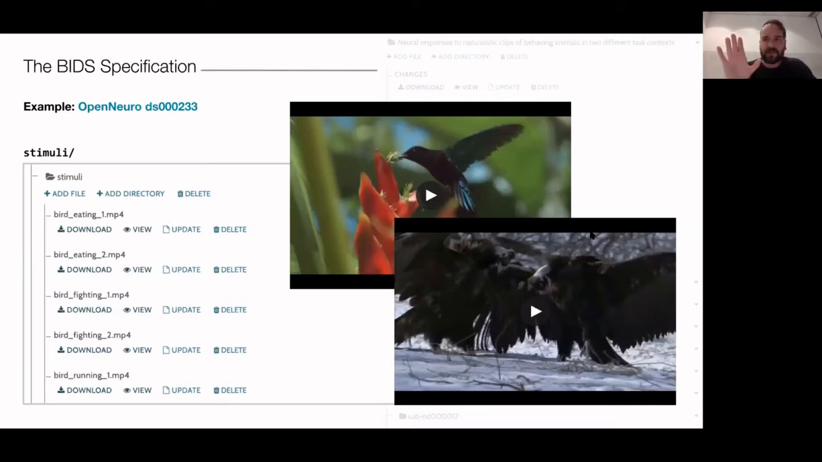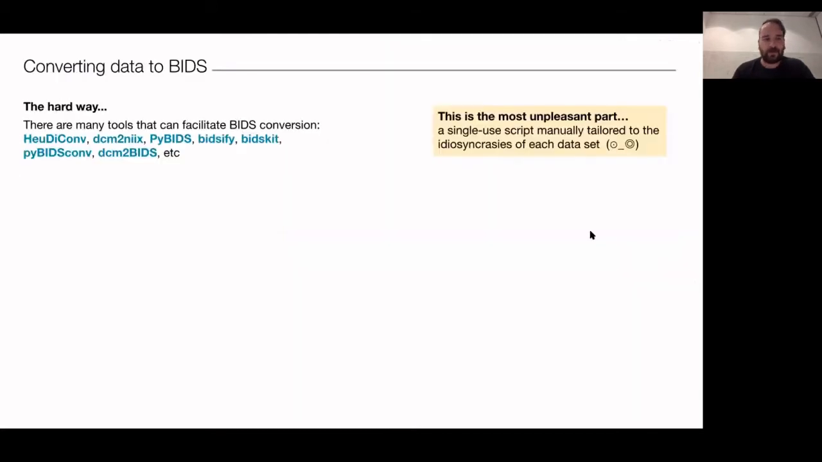Okay, so that's our example data set. I'm going to switch gears for a second here and talk about converting data to BIDS. A lot of people have already collected an fMRI data set and didn't format it according to BIDS. Now I have to go share my data because the journal demands it or the funders demand it. I have to go back and reformat the data according to BIDS.